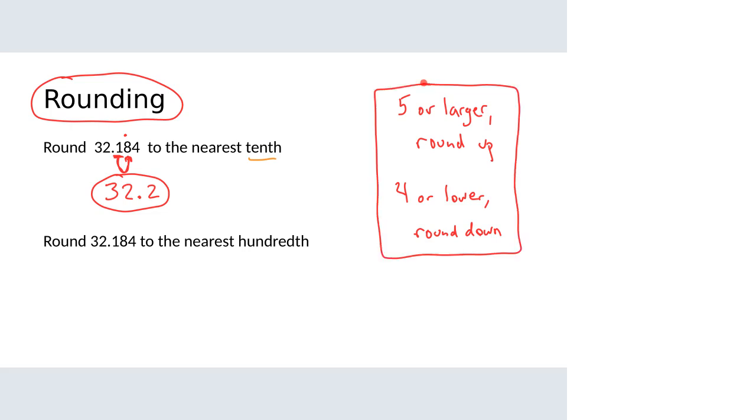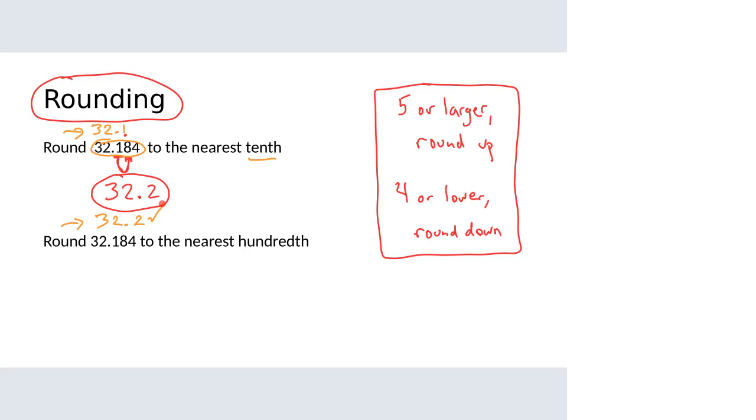If you want to think big picture, originally we said there are only two possibilities here: it's either 32.1 or 32.2. Really what we're doing when we round is asking which of these the number I was given is closer to. Well, it's 32.184. Well, 32.18, that's darn near 32.2. That's the one it's closer to, so that's what we round it to.